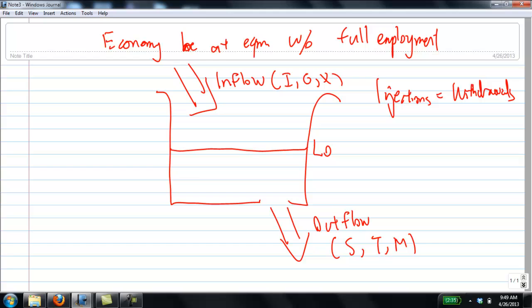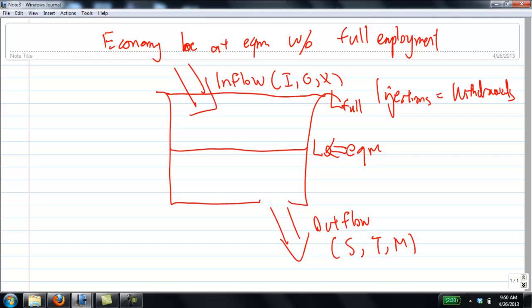From this simple diagram of a water tank, you can see that there is no contradiction between saying that you are in equilibrium, but the tank need not be full. Because when the tank is full, the water level is somewhere at the brim. Let me call it L full. From this picture, I hope you can understand that it is very possible. There's no contradiction in saying that the water level is in equilibrium at L naught, but it need not be full. So the economy can be stuck at L naught, an equilibrium that is below the full water level in the tank.